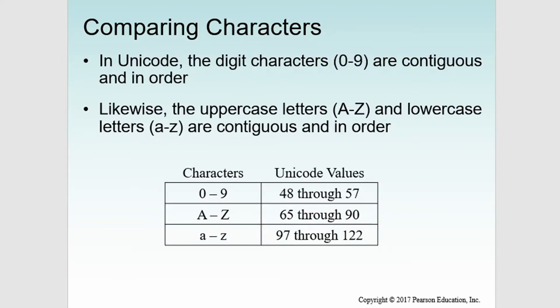In Unicode, the digit characters 0 through 9 are contiguous and in order. Likewise, the uppercase letters A through Z and the lowercase letters a through z are contiguous and in order. But it's important to note that the lowercase letters have a higher value than the uppercase letters.